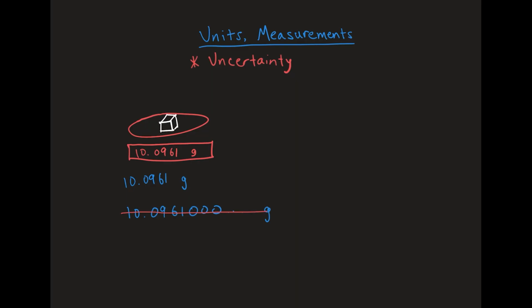For this measurement, we can only be certain about these first 4 decimal places, because those are the only places that the scale measures up to. So the mass of this object could really be anywhere in a range around 10.0961 grams. So we can't assume that it's exactly equal. Therefore, these 6 digits are the only certain digits of this measurement. And for that reason, we call them significant digits, or significant figures, sig figs for short.